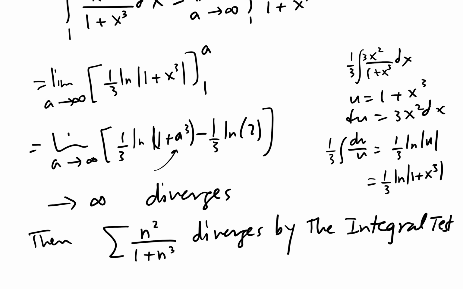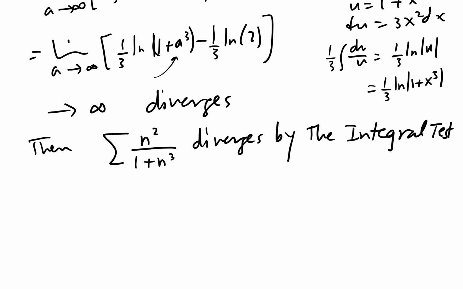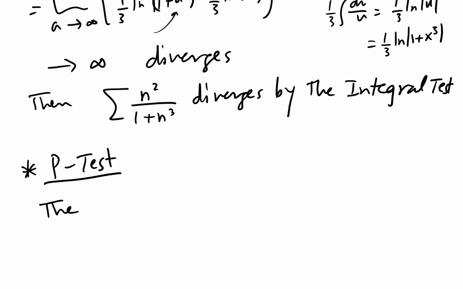So that was about the integral test. You can practice more problems later on. We have another test to introduce called the p-test. The p-test came from what we call the p-series. So the p-series is written in the form 1 over n to the p. We call it the p-series because we raise that n to the pth power.